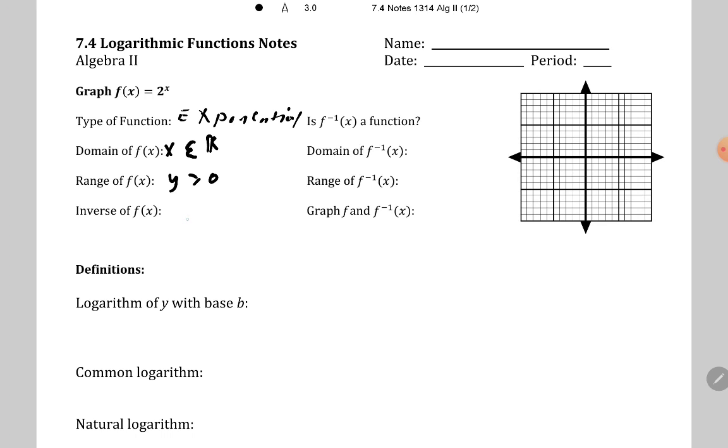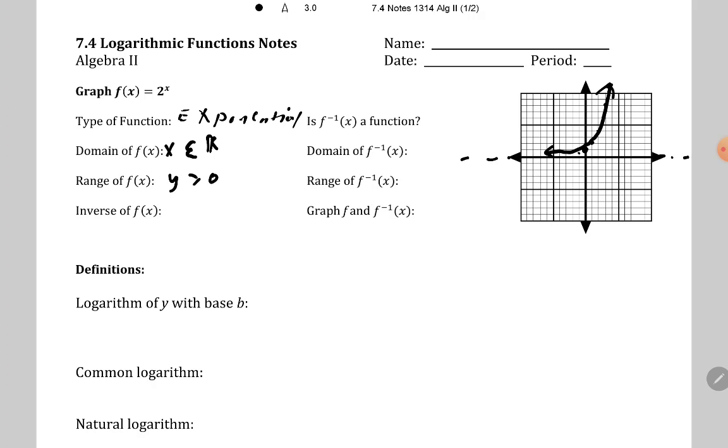And our inverse, well, let's look at the graph first. If you remember from before, 2 to the 0 is 1. 2 to the negative first is 1/2. And 2 to the first is 2. 2 squared is 4. 2 cubed is 8. And so on. And this is what our graph looks like. And we have an asymptote here at y equals 0.